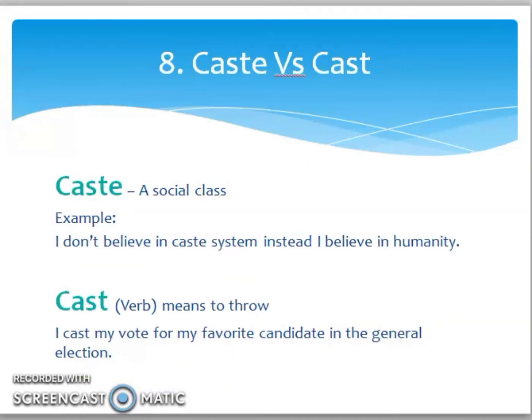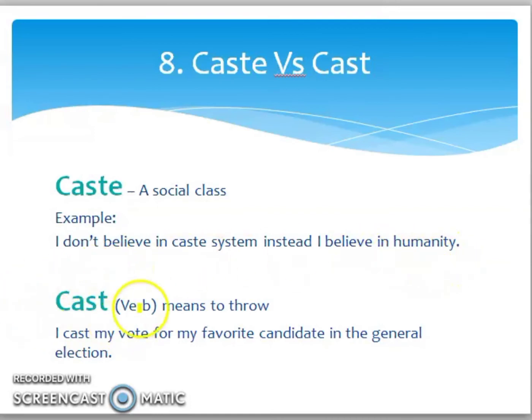Okay, moving to the next. Caste versus cast. The pronunciation is the same, the spelling differs as well as the meaning. Caste, a social class. Like you might have heard that the Hindus have four castes, and there are certain societies which are based on the caste system. Let's look at an example sentence. I don't believe in the caste system, instead I believe in humanity.